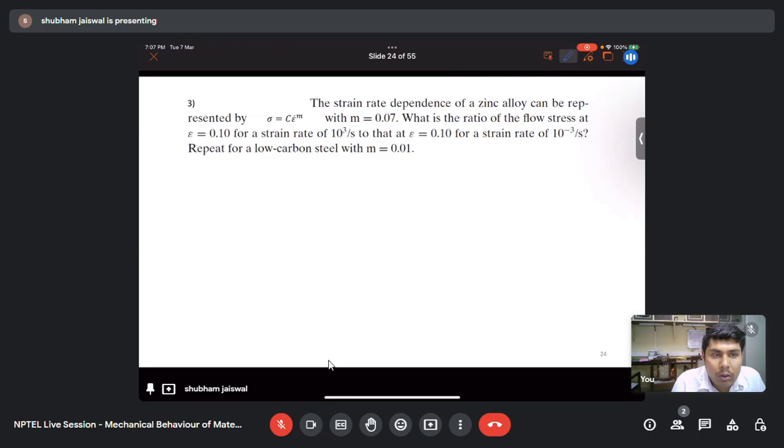The strain rate dependence of zinc alloy can be represented by sigma equal to C epsilon dot to the power m, with m being 0.07. What is the ratio of flow stress at epsilon equal to 0.10 for a strain rate of 10 to the power 3 to that for a strain rate of 10 to the power minus 3 per second? Repeat the same for the low carbon steel with m equal to 0.01. So they are asking for the ratio of flow stress at two different strain rates. Can anyone solve this and tell me the answer?